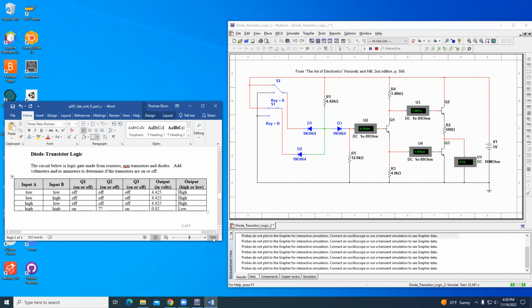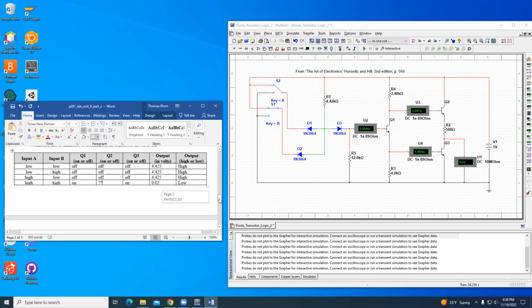Now the next question is, if this is to be a logic circuit, then what logic circuit is it? So if we just think of this as a 0, 0 produces a 1, 0, 1 produces a 1, 1, 0 produces a 1, and 1, 1 produces a 0, then this is a NAND.